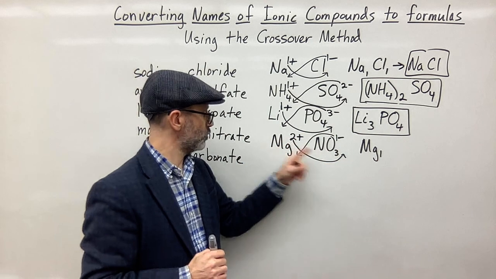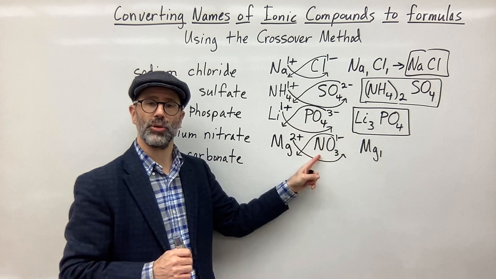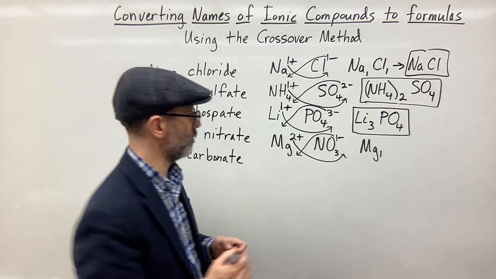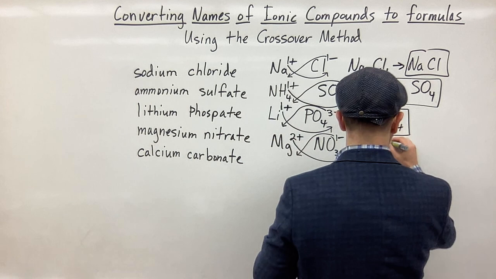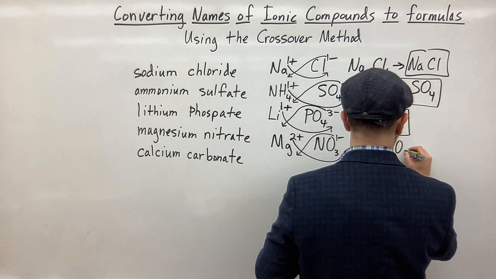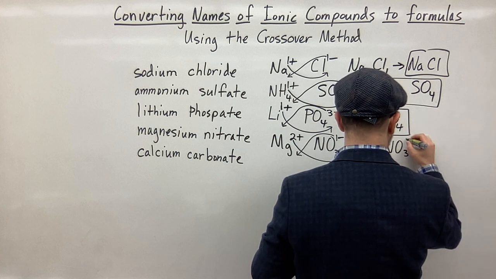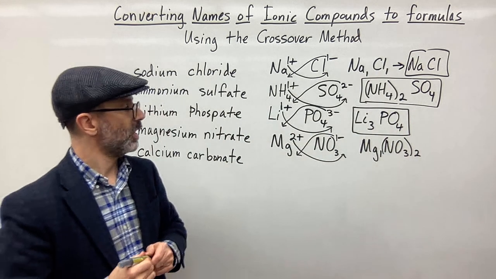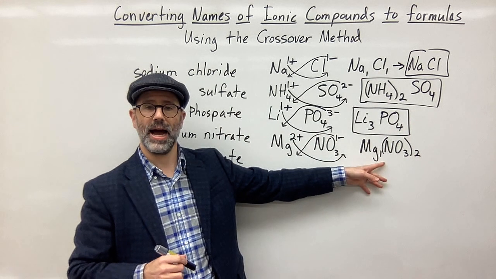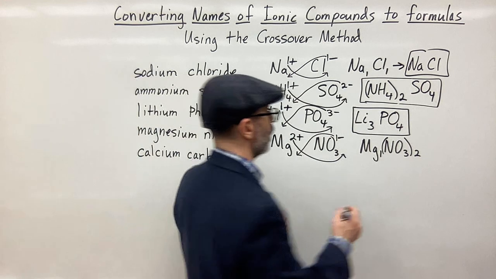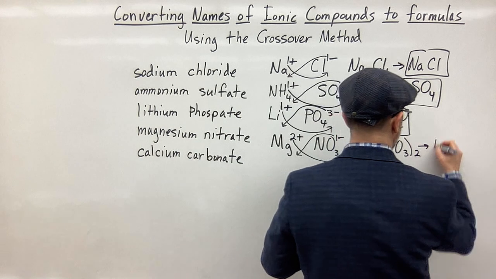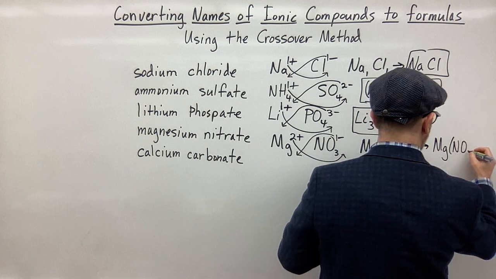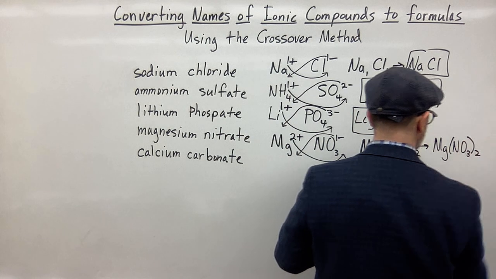So this 2 subscript applies to the NO3, which is a polyatomic ion, and so I'm going to put parentheses around that. So it's going to be NO3, parentheses with a 2 on the outside. And so, of course, we're not going to have that 1, so we can get rid of the 1. So that would just be Mg(NO3)2.